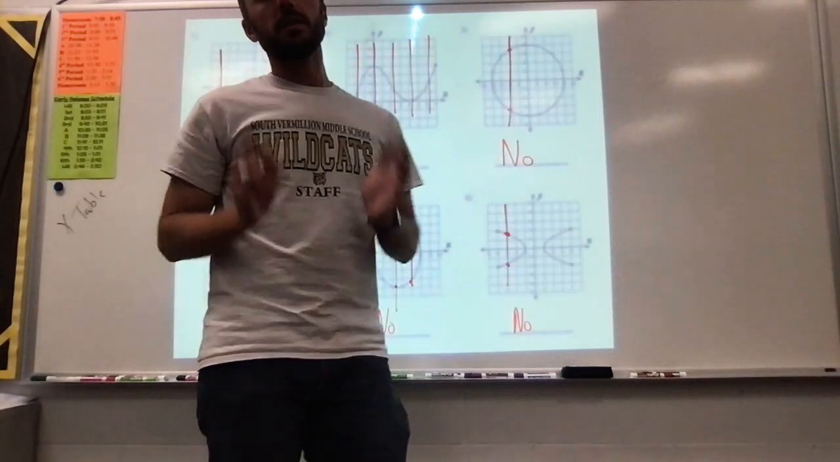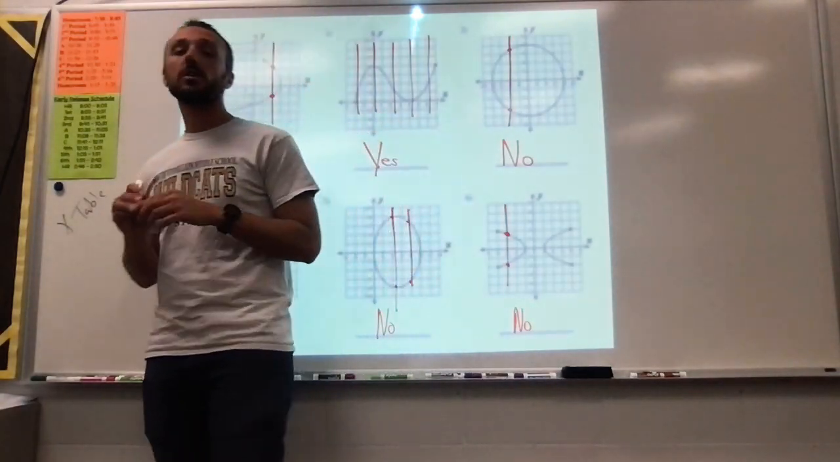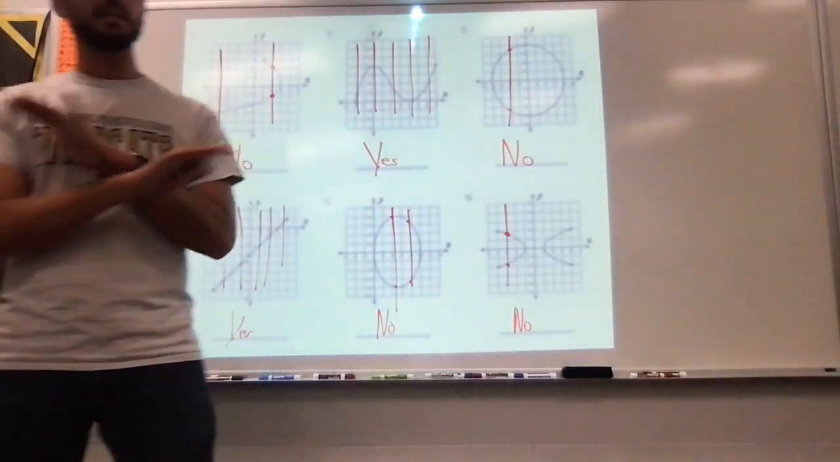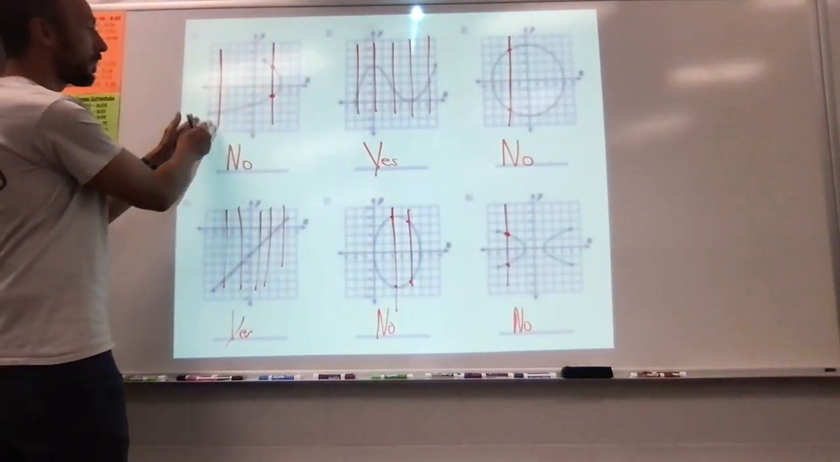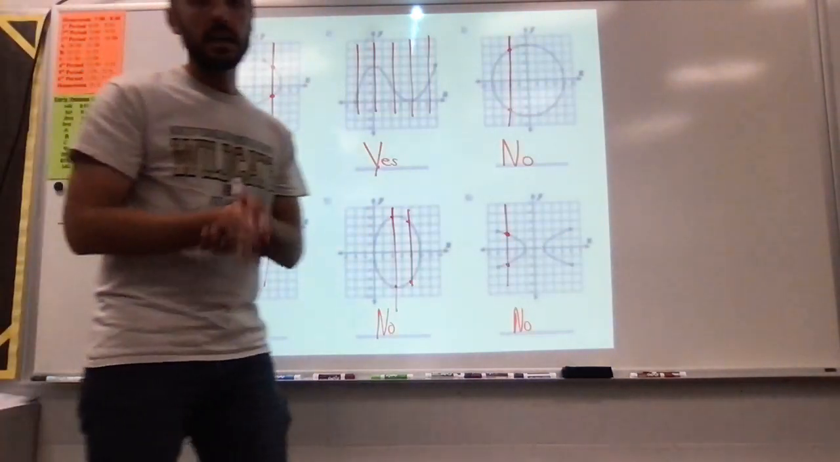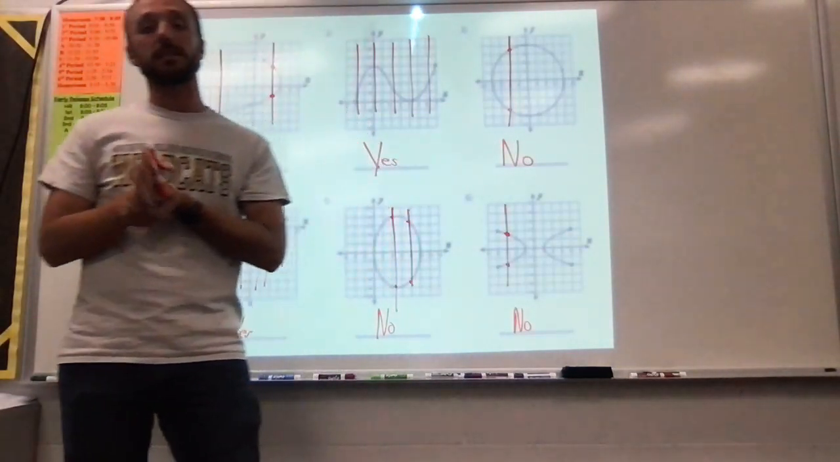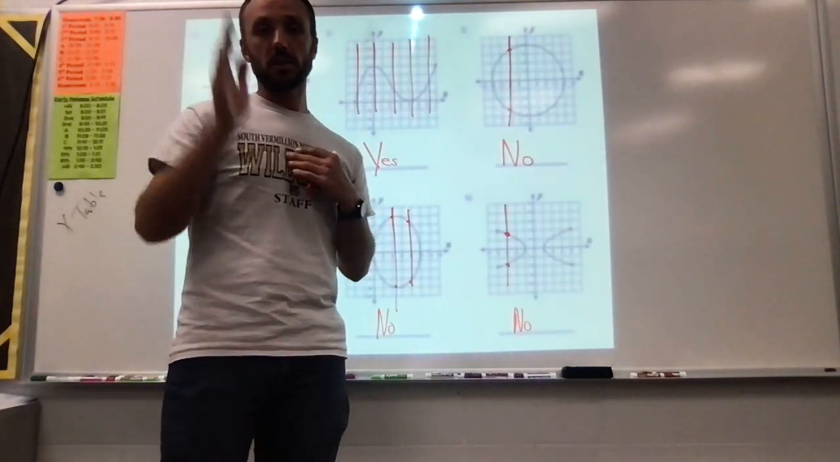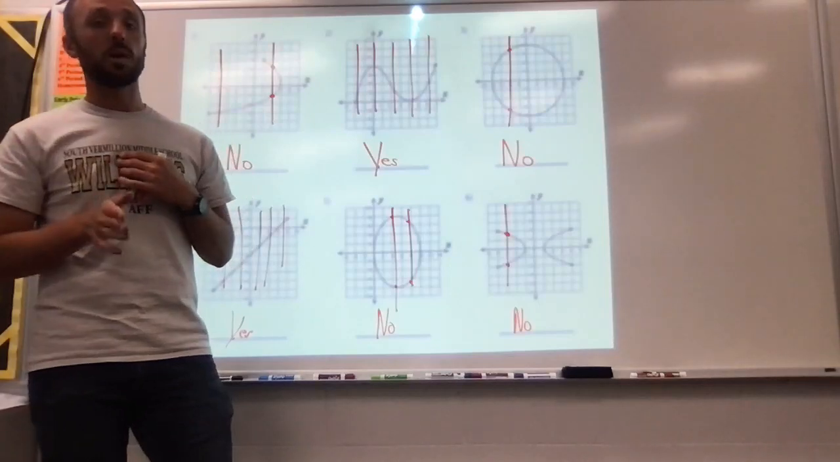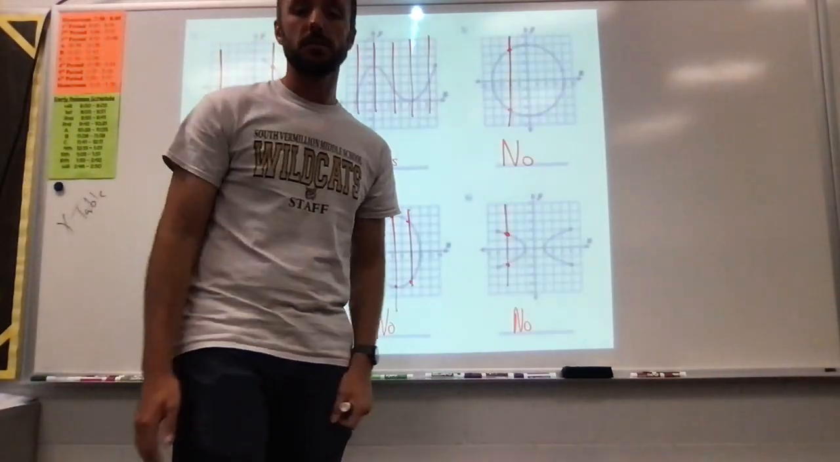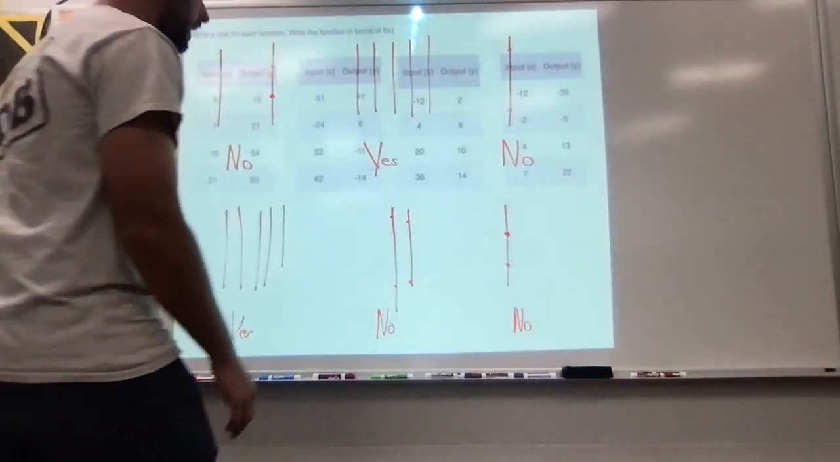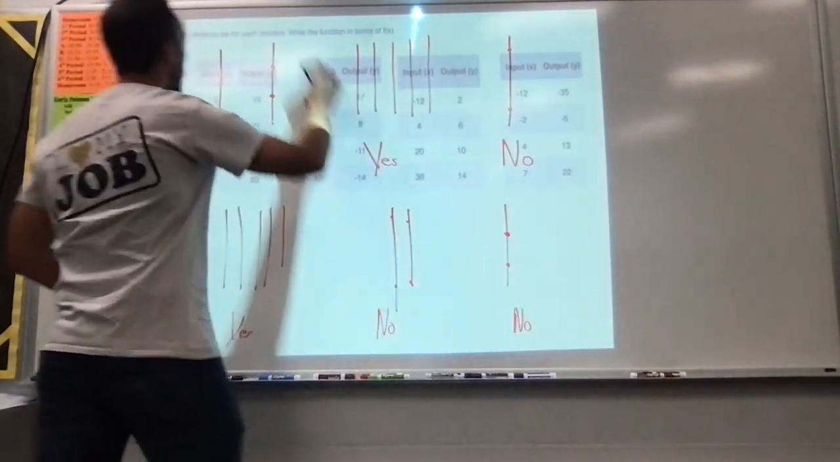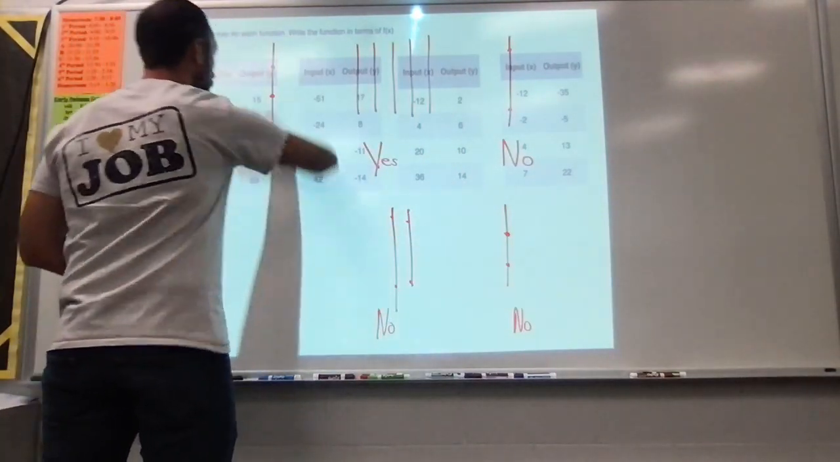So to review, to tell if a graph is a function, draw some vertical lines. If at any point your vertical line touches that graph at 2 different spots at the same time with the same line, it is not a function. If you draw the vertical line and it only touches 1 point on the graph, it is a function. It's simple as that. All right, now we are going to practice writing some functions given a table.